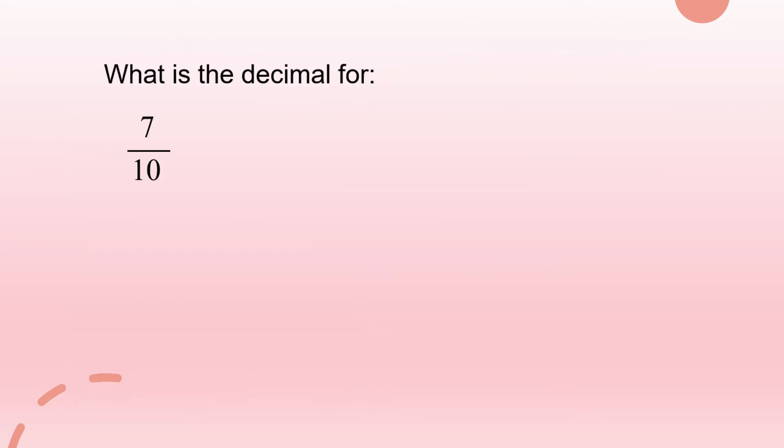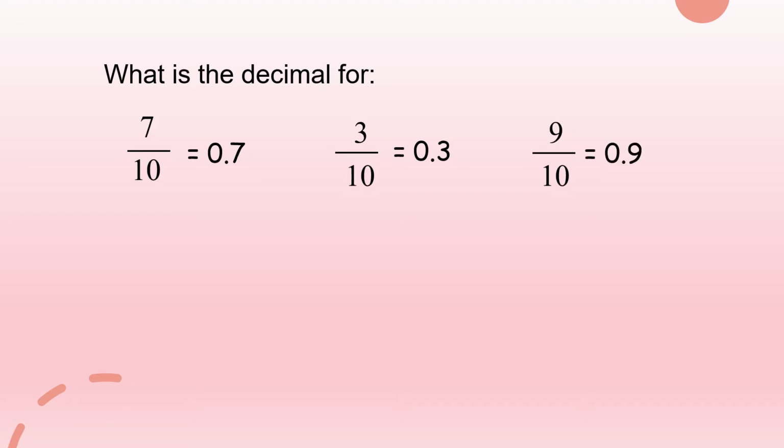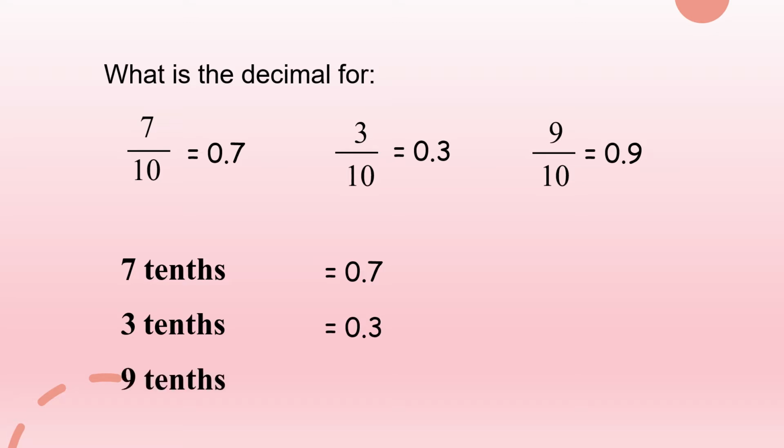Now shall we write these fractions as decimals? 7 by 10 can be written as 0.7. 3 by 10, 0.3. 9 by 10, 0.9. So 7 by 10 is nothing but 7 tenth. That is equal to 0.7. 3 by 10, 3 tenth, that is equal to 0.3. 9 by 10, 9 tenth.